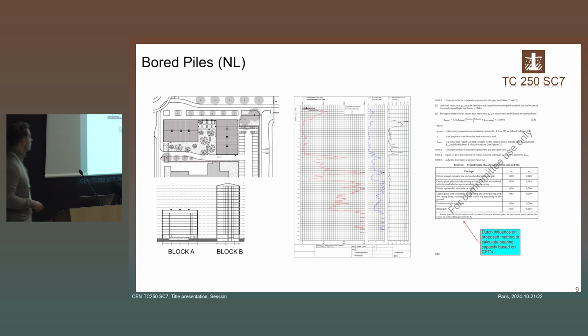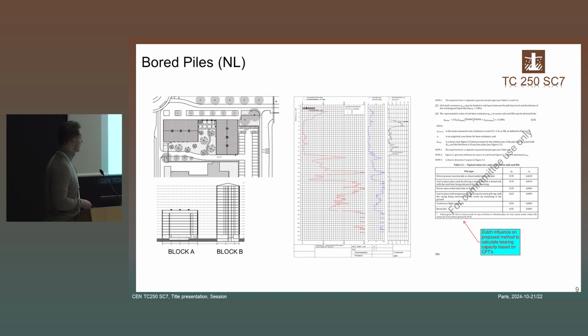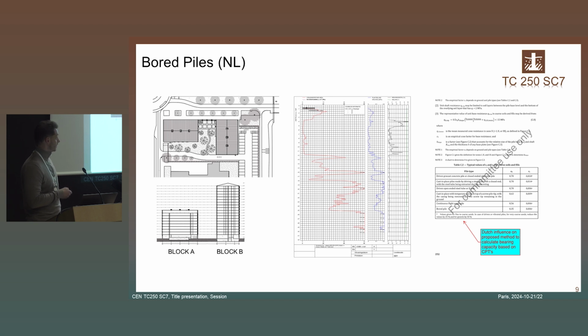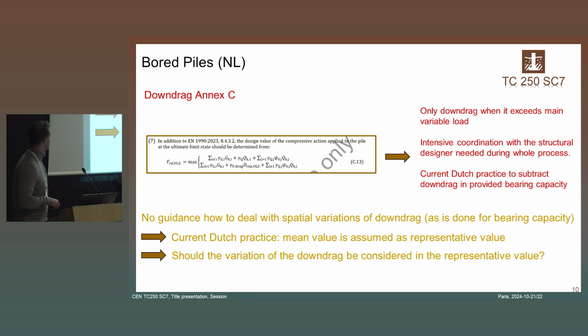The last GGR was about bored piles. A lot of the same things that Patrick told were mentioned in this report. You see that in National Annex C there is a lot of Dutch influence on the way of calculating your bearing capacity on CPTs. I don't want to go too much into detail about that, but the thing that I want to point out is the downdrag.